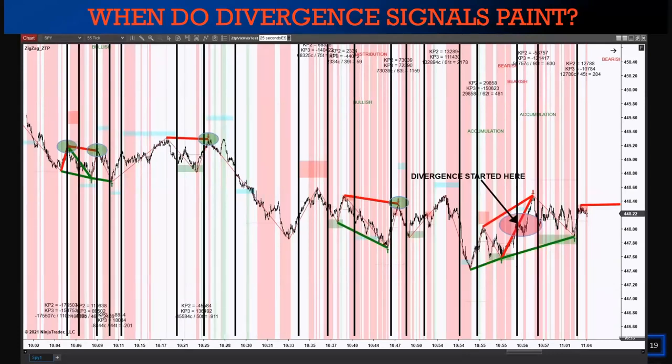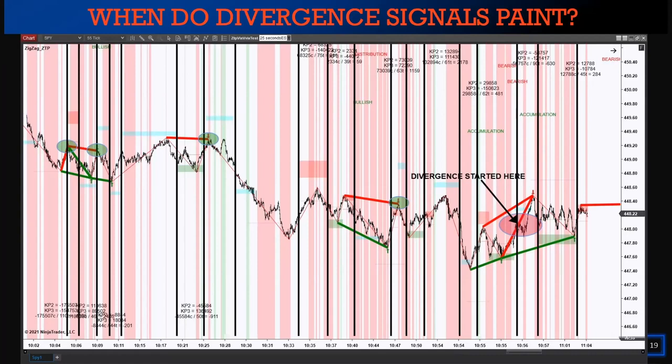Now, this basically gets to when divergence signals paint. The divergence indicator allows you to set the zigzag. So in this case, I've set the zigzag to 35 cents because I'm tracking the SPY. And I'll give you the reason why I'm doing that shortly. For this indicator to work, I don't care about time or bar size. Those are not important. What I need is a bar to close. So having that bar close, that's what gives me my information in Bloodhound.